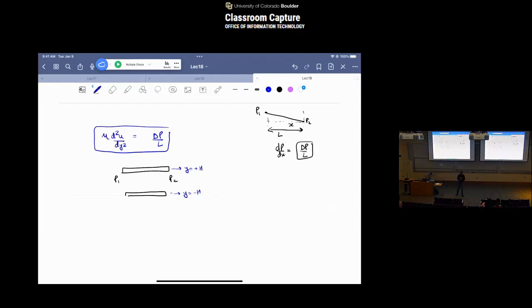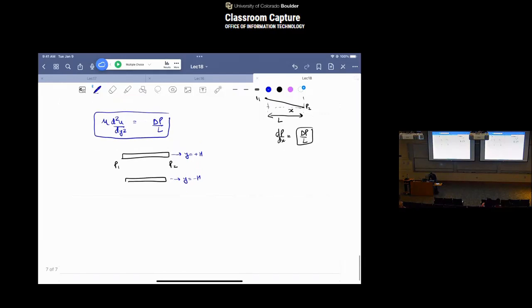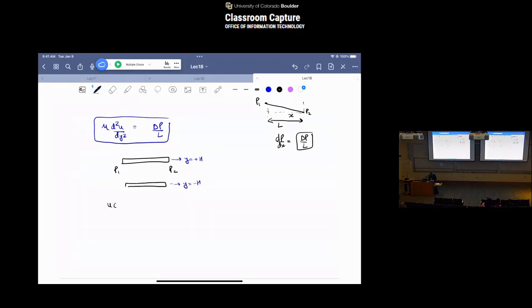So the velocity in the x direction should be 0, right? No slip boundary condition. So u of minus h is equal to 0, and u of plus h is equal to 0. These are my boundary conditions. And both are no slip, okay?